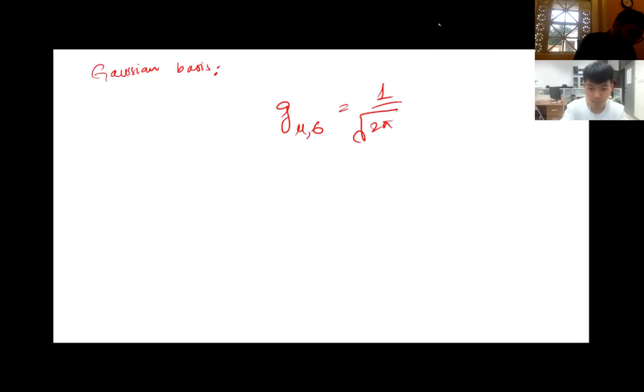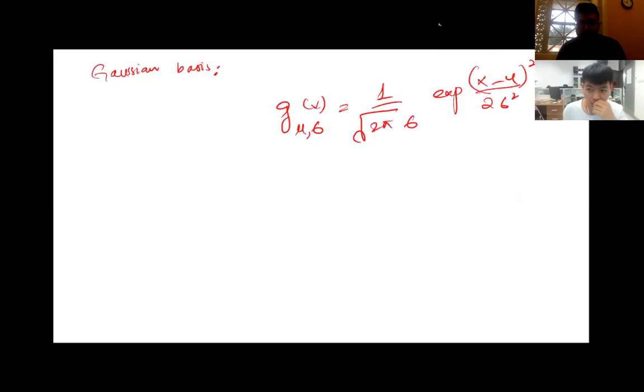Okay. Are you guys familiar with Gaussian distribution, by the way? Yes. Okay. So Gaussian distribution around mean mu and with standard deviation sigma would be 1 divided by square root of 2 pi sigma, times exponent of minus x minus mu whole square divided by 2 sigma square. If I'm not wrong, I think this is how it is, right?